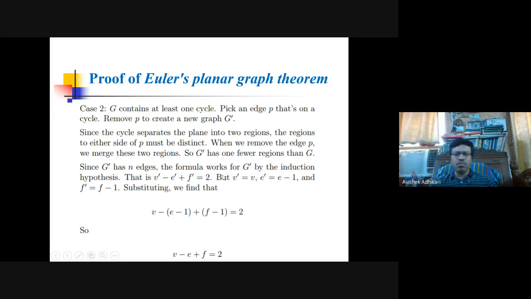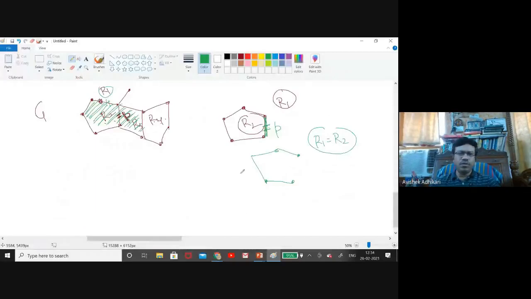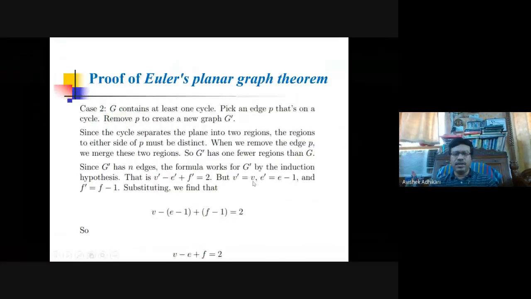If you just remove one edge, no vertices have been removed. For example, here we have just removed this edge, but this vertex and this vertex were intact. As a result, V dash should be equal to V. E dash has one edge less than E, and F dash is one less than F. So substituting these values, you will get that this is also equal to 2.